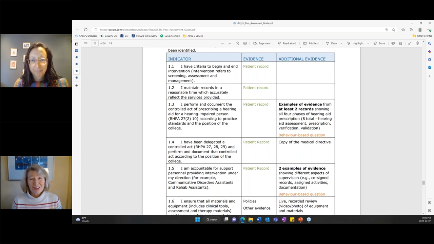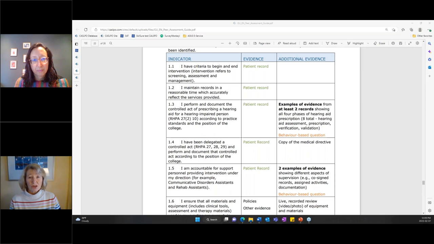Of course, there are exceptions to every rule, and we have 2 exceptions, and they're actually on this first page. So 1.3, this is specifically for audiologists who perform and document the controlled act of prescribing a hearing aid. For this indicator, we require 8 pieces of evidence, which sounds like a lot, but you'll understand when I explain. So take a patient record where you have prescribed a hearing aid. What the audiology peer assessors would like to see is the sequence, like the phases of how you intervene when you've prescribed a hearing aid.